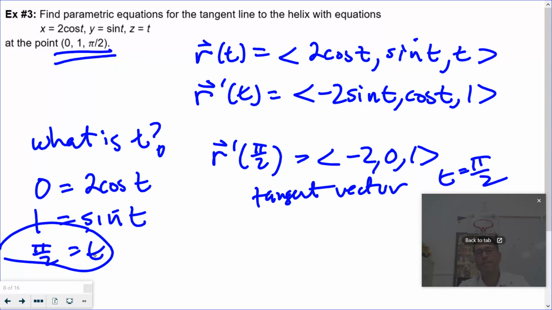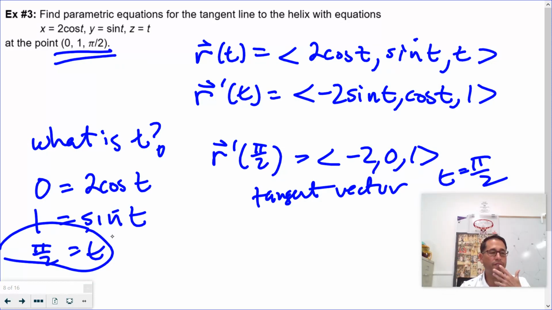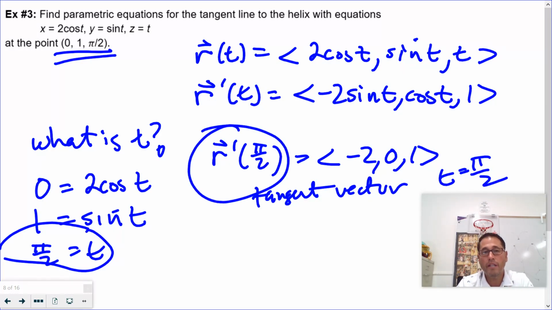Now remember, one of the things we needed to do here is find the parametric equations. Just like finding the equation of a tangent line back in the day, we needed a point and the slope. Well, we got the slope right there: negative 2, 0, 1. And we need a point. Well, we already got a point.